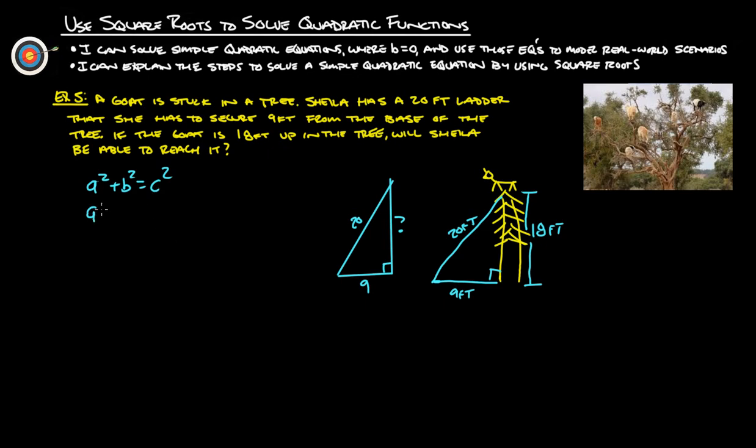So let's do 9 squared plus, instead of question mark, we'll call this x, so x squared equals 20 squared. Okay, and then let's see what we get. So 9 squared is 81 plus x squared. 20 squared is 400, so we subtract 81 from both sides. x squared equals 400 minus 81, which is what?